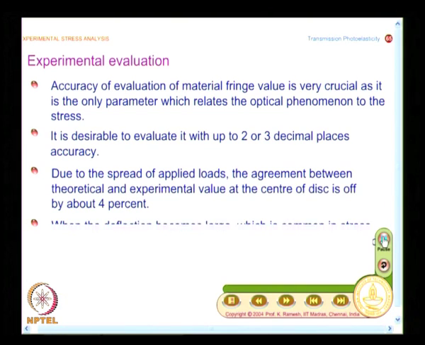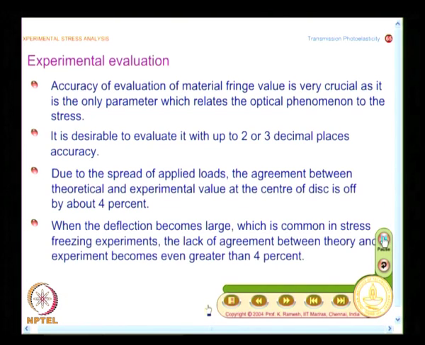And this I have said earlier, I have also emphasized many times, f sigma has to be evaluated with desirable accuracy, and I want to have 2 to 3 decimal places accuracy. And I have also mentioned, particularly in the case of stress freezing, due to spread of applied loads, the agreement between the theoretical and experimental value at the center of disk is off by about 4%.